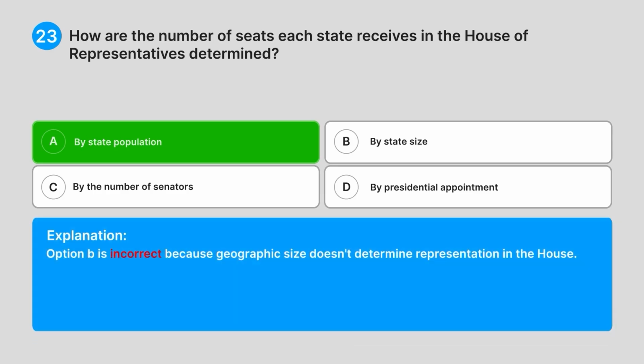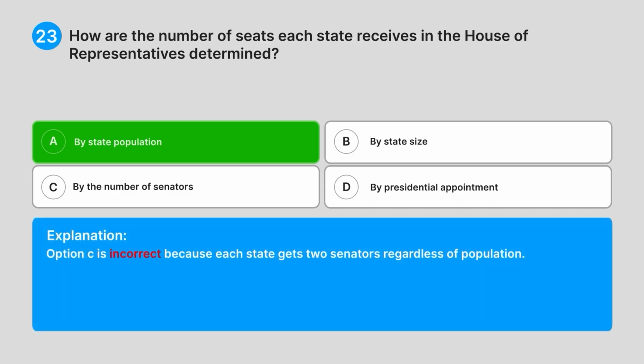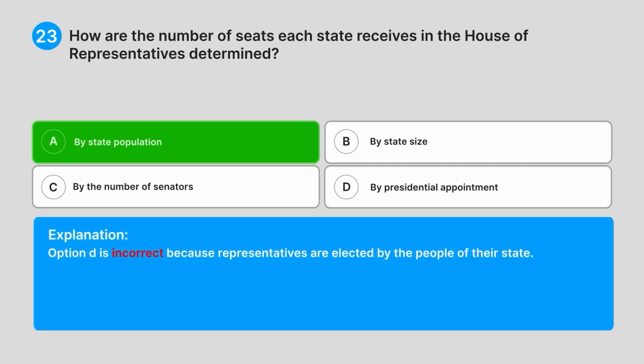Option B is incorrect because geographic size doesn't determine representation in the House. Option C is incorrect because each state gets 2 senators regardless of population. Option D is incorrect because representatives are elected by the people of their state.